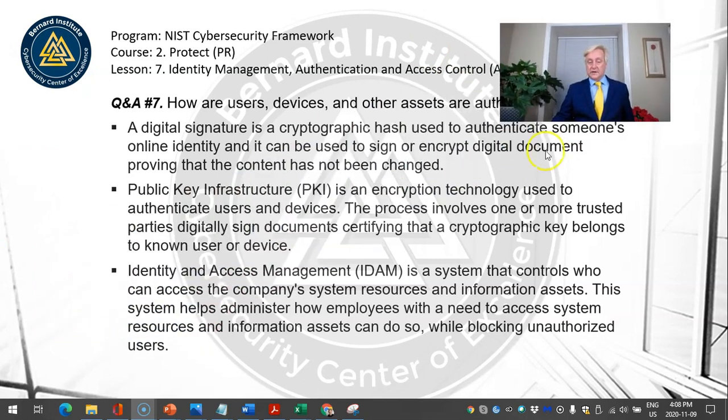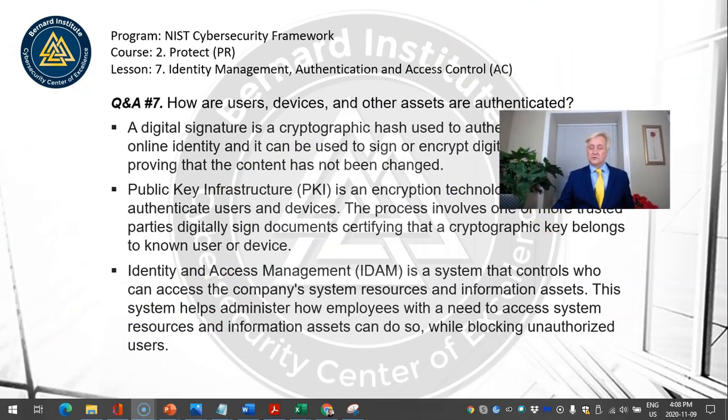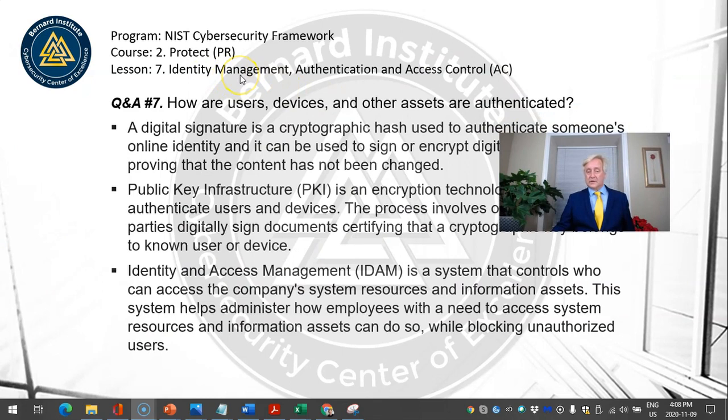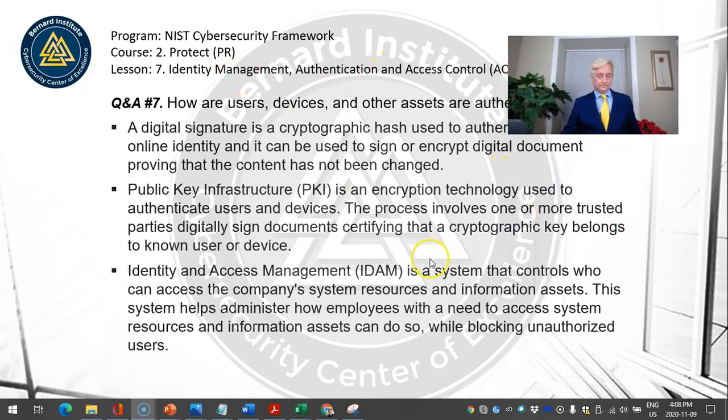Identity and access management is another way we can identify user accounts and authenticate them. Identity and access management is a large system that keeps track of user accounts and passwords, as well as a whole host of other activities and information that can be useful to the cybersecurity program.